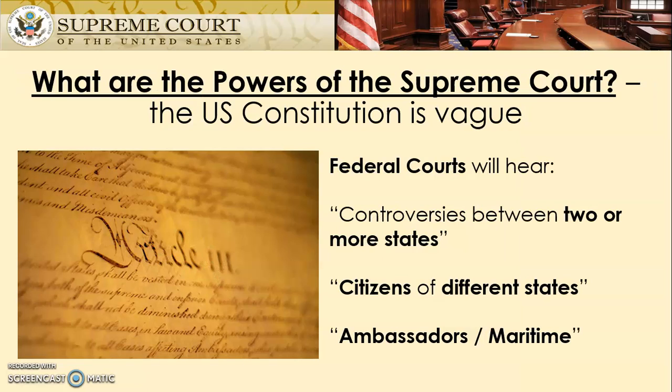So what are these powers that the Supreme Court has? Well, the federal courts will hear controversies between 2 or more states, citizens of different states, or ambassadors and maritime, aka on the water. And it's designed to be vague. Like a lot of things in the Constitution, it's designed to be vague unless it's an enumerated or expressed power. So remember that. Enumerated powers are written about in the legislative branch, and expressed in the executive branch.